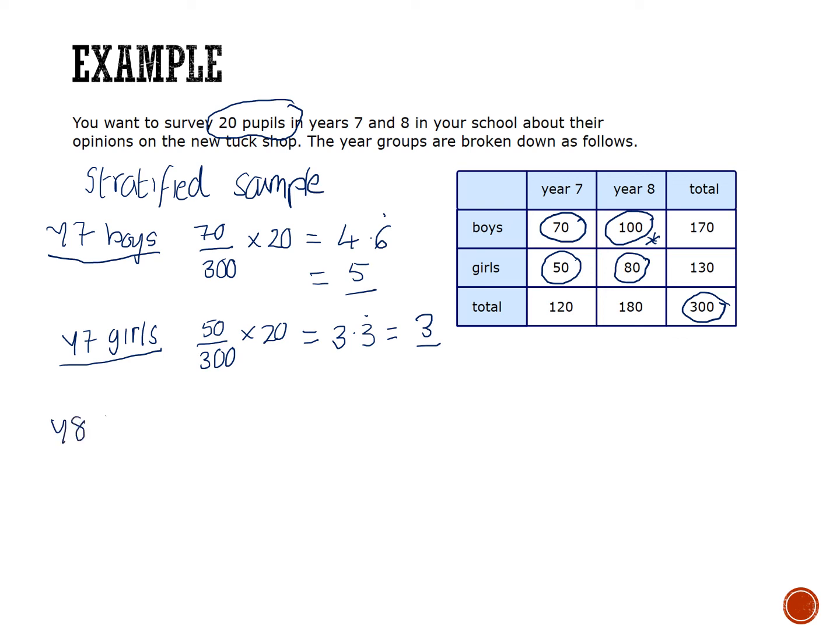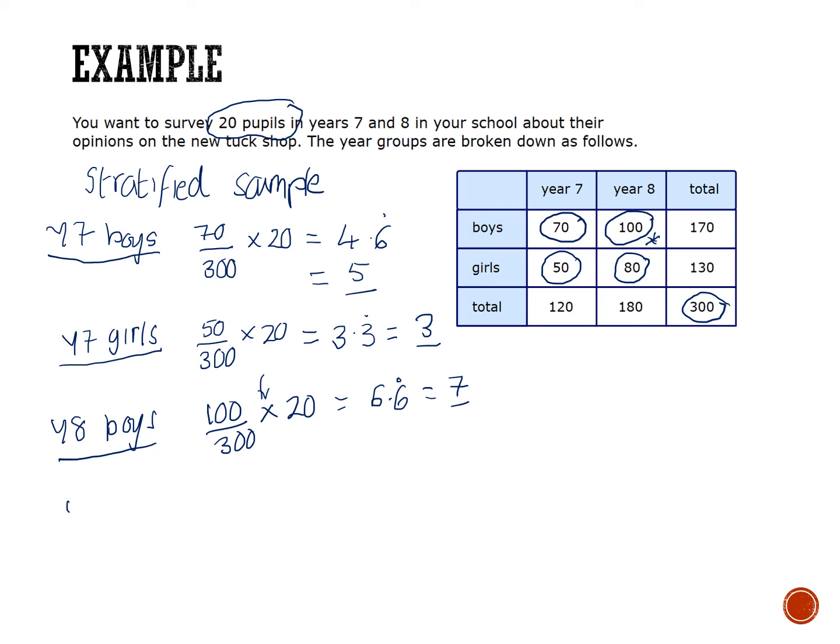Final 2 then, Year 8 boys. What fraction are Year 8 boys? 100 out of 300, or a third. So I want a third of the 20. Remember in maths, of means times, okay? Third of the 20. So that is 6.6. I can't pick 6.6, so I'll round it up to 7.